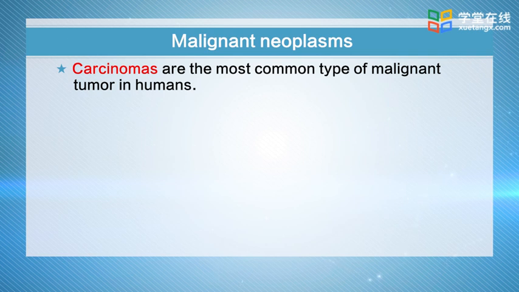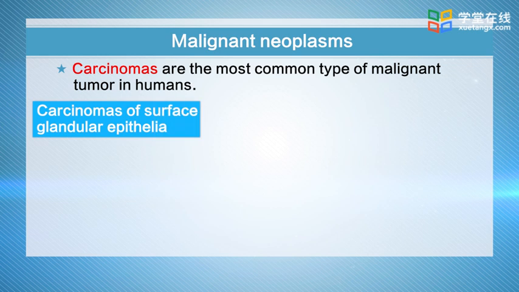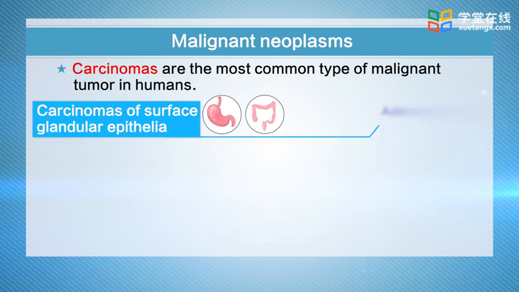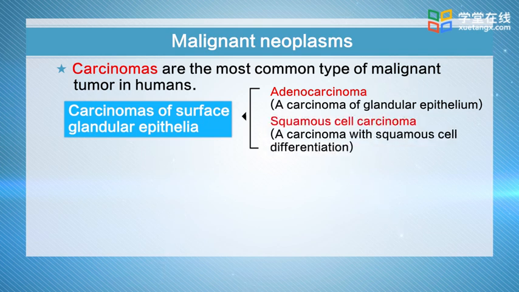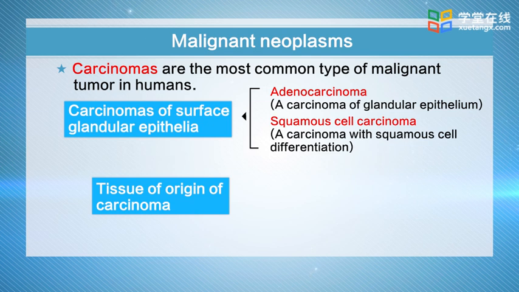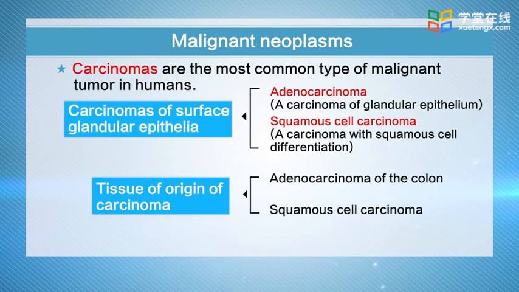They fall into several different subtypes, depending on the differentiation that they show. Carcinomas of surface glandular epithelia, such as stomach and colon, showing a glandular pattern, are called adenocarcinomas. The same is true for carcinomas arising in solid glandular tissues, such as kidney, breast, prostate, and liver. Carcinomas of glandular epithelia are termed adenocarcinomas, and those which produce squamous cells are called squamous cell carcinoma. To classify a carcinoma further, we often add the tissue of origin, for example, adenocarcinoma of the colon and squamous cell carcinoma of the skin.